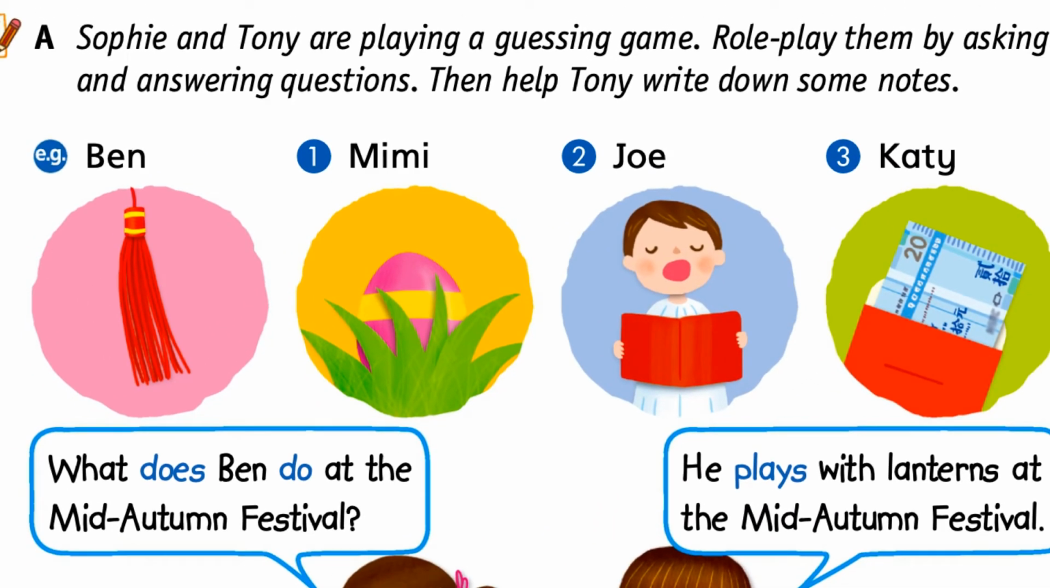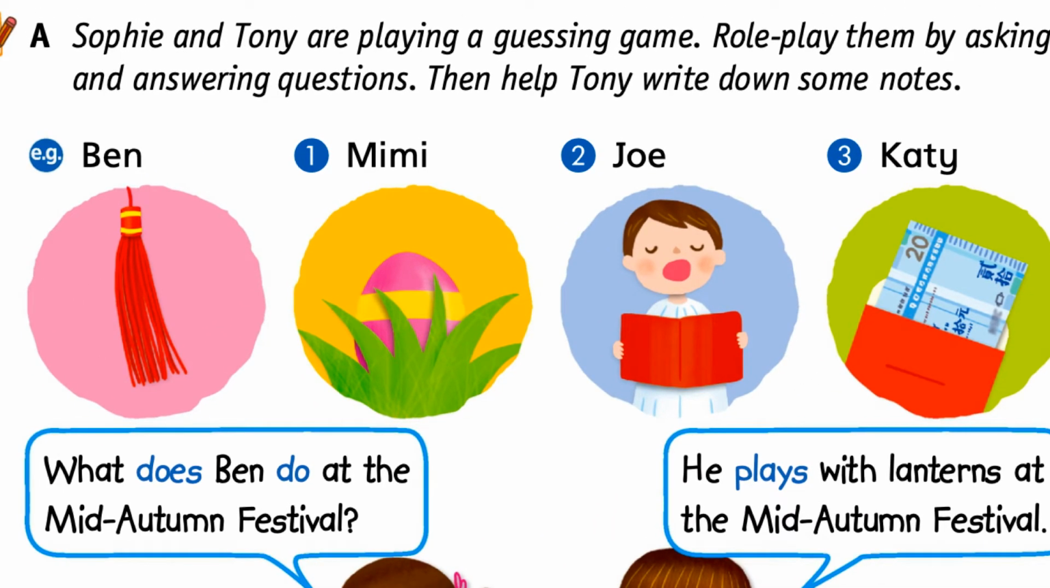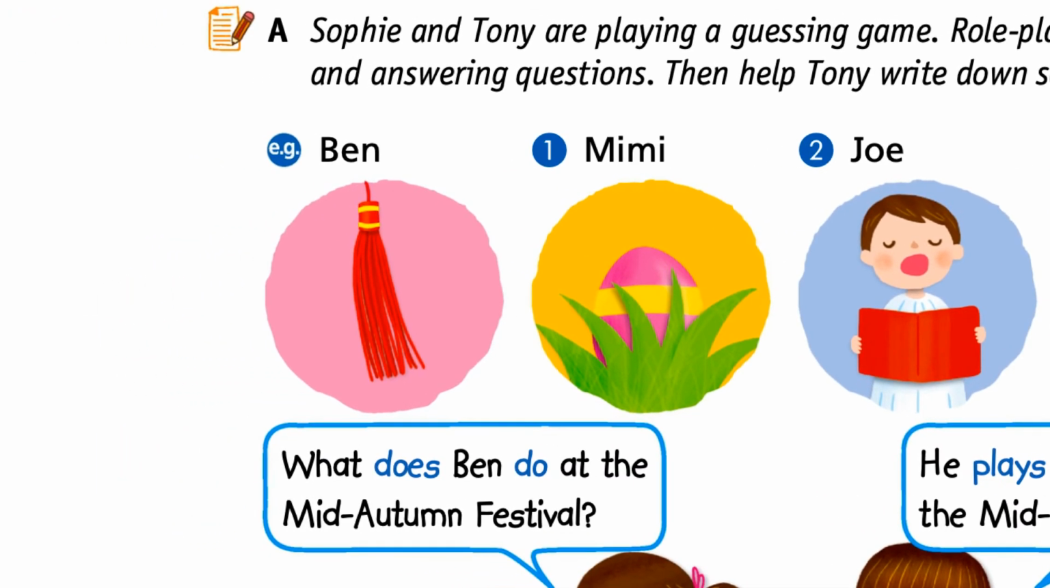First, let's look at the 4 pictures at the top together. Do you know what festivals they are and what activities they are showing? Example, Ben. Can you guess what festival it is? We can see the ribbon of a lantern here. I think it is the Mid-Autumn Festival. We can play with lanterns.